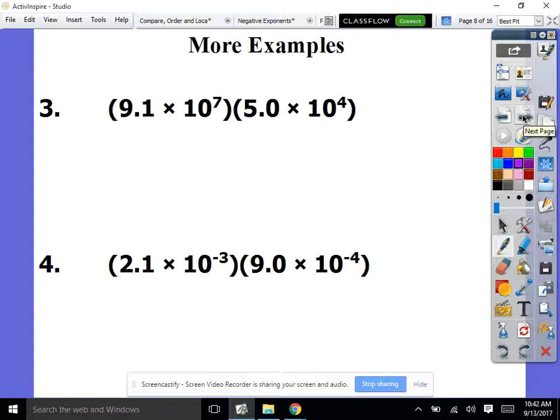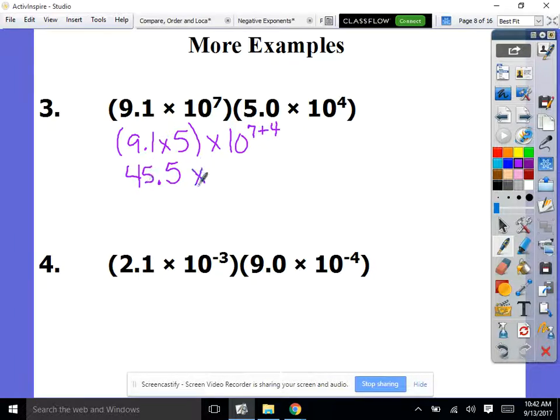All right. We're going to go ahead and work these because I don't want to take up all your class time tomorrow. So I know that I have 9.1 times 5 times 10 to the 7 plus 4. So 5 times 1 is 5. 5 times 9 is 45 times 10 to the 11th. But we'll wait till tomorrow after you've had a chance to talk to take this problem further.